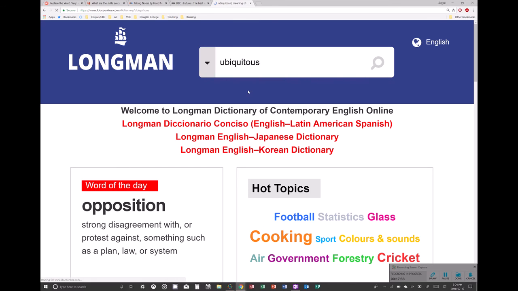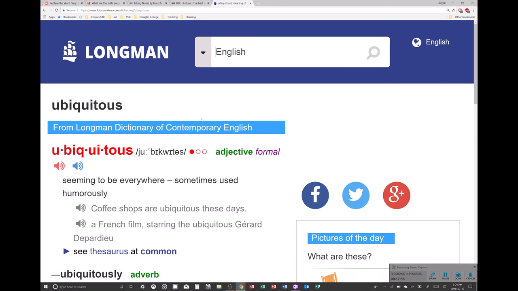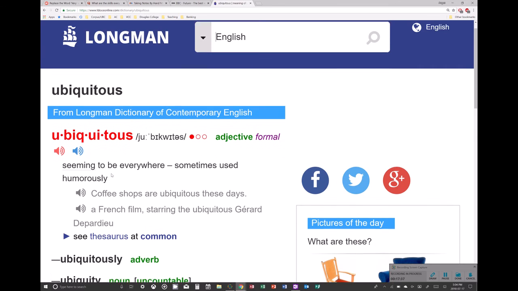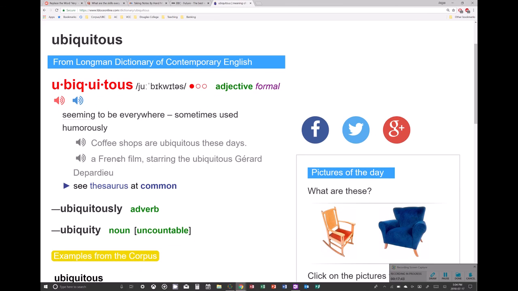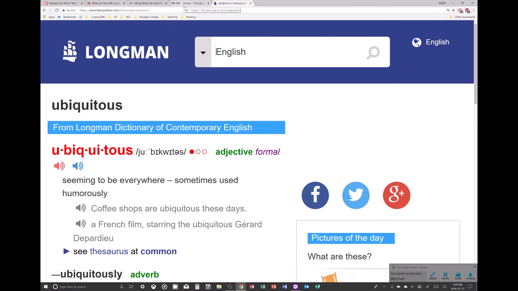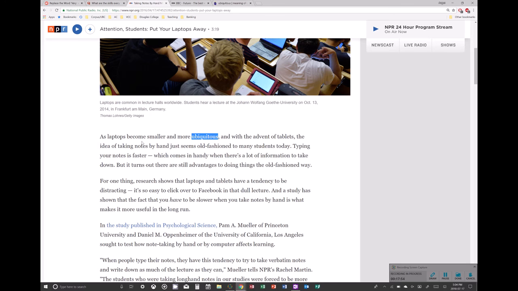And let's work this out here. Seeming to be everywhere, sometimes used humorously. So I was close. That you can see this in many places. So common. I was right. Sometimes you could be wrong and I could be wrong, but that's why we have a dictionary, just to check our answers. Okay, moving on.